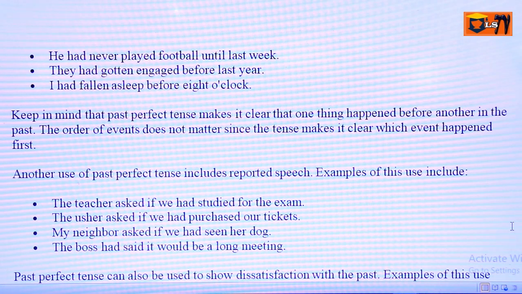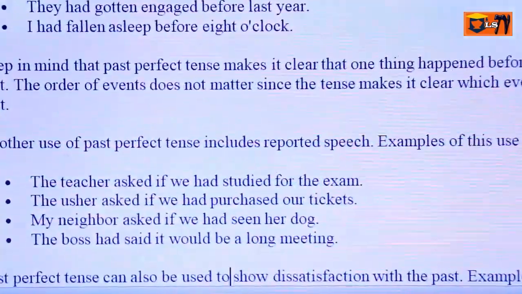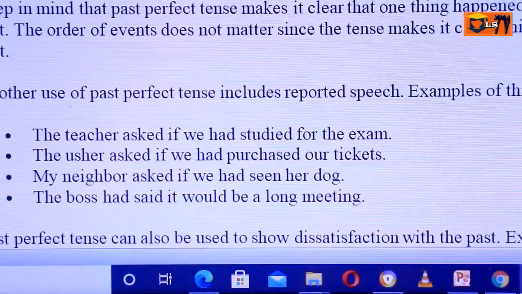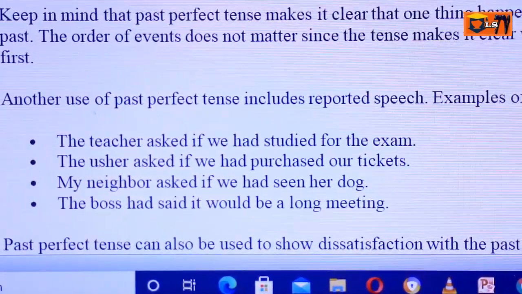That means simple past becomes past perfect when you are telling somebody what another person said or did. That is what we call reported speech. Let us see what it includes. The teacher asked if we had studied for the exam. The usher asked if we had purchased our tickets. My neighbor asked if we had seen her dog.